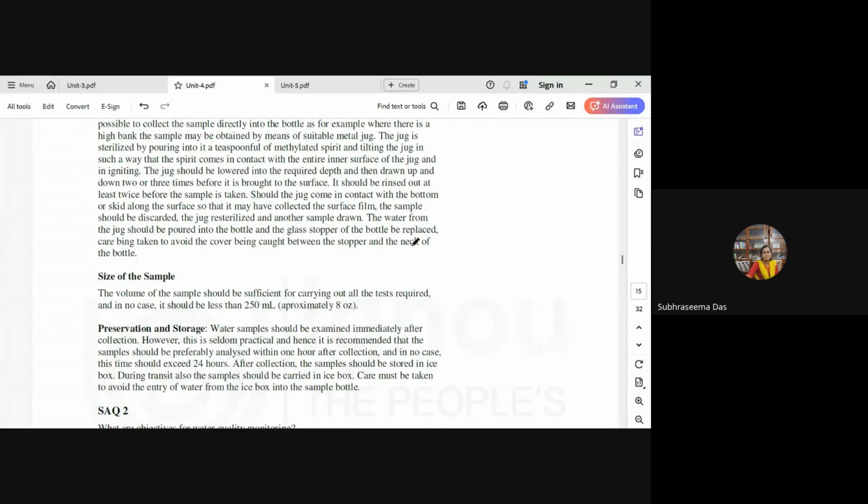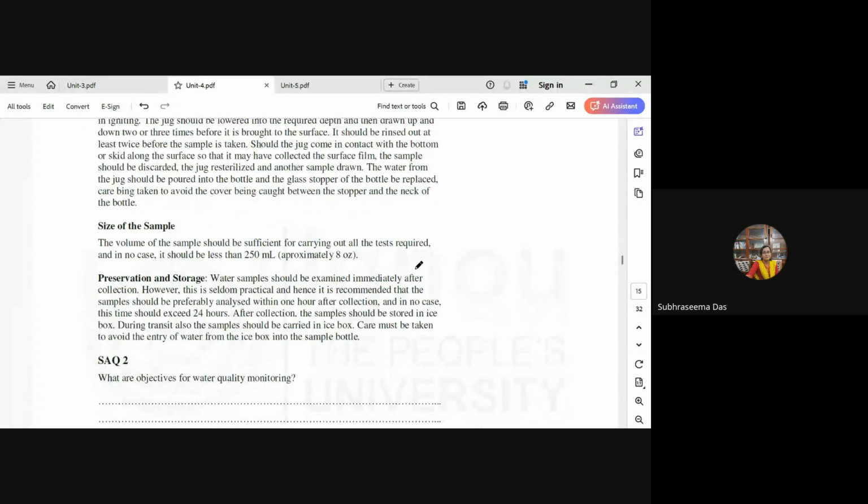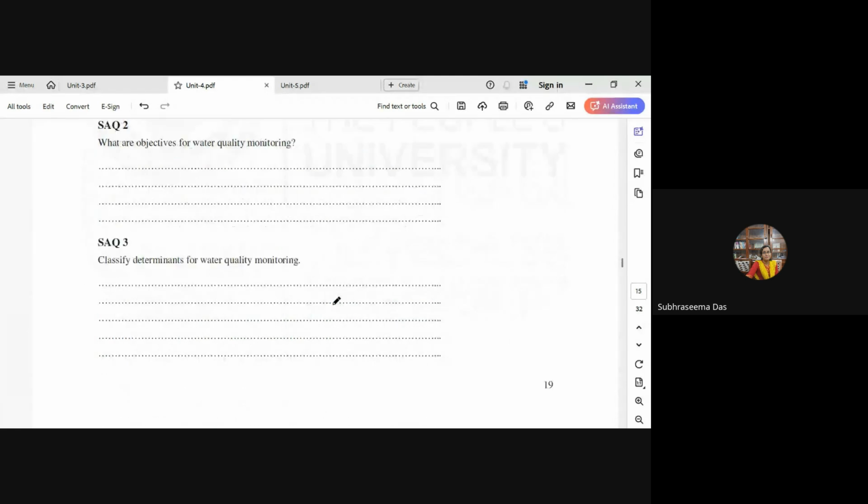Then the size of the sample should mostly be 250 ml. For biological analysis, a minimum sample is required; in no case should it be less than 100 ml, but it is advisable that 250 ml is the limit. Now, water samples should ideally be examined directly once they have been collected. However, due to some constraints in the laboratory, it is not always possible. Therefore, it is advisable that the analysis is done within 24 hours of collection. Also, if we need to transit the water sample from one place to another, it should be carried in an ice box. So these are some of the processes for preservation and collection of water samples.